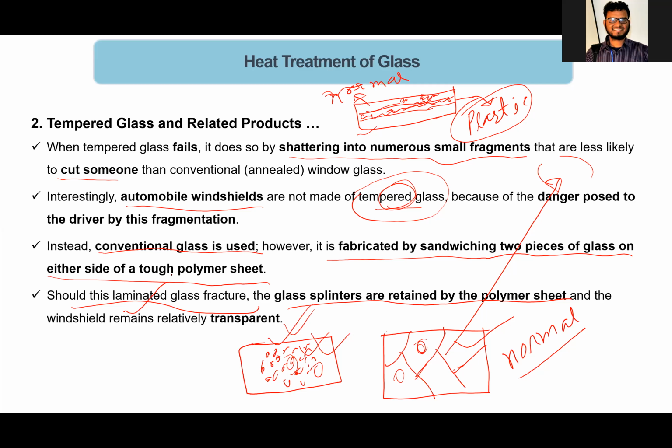Bulletproof glass is also a laminated glass. The glass breaks, but the polymer sheet present between the glass layers is unbreakable.